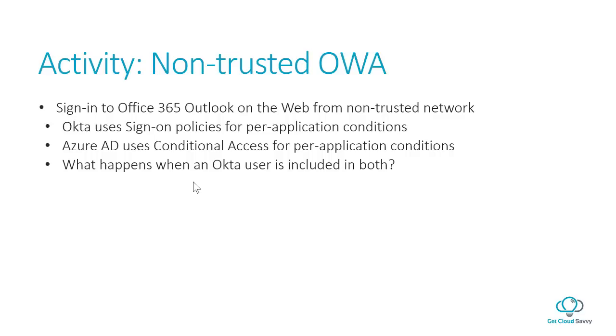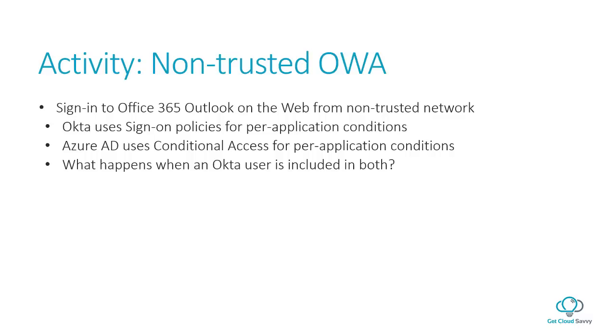And we're also going to talk about what would happen if we had an Okta user which was included in both. So it's an Okta user that's included in a sign-on policy as well as a conditional access policy in Azure AD. So we'll see the combined experience between the Okta sign-on policy and the Azure conditional access, just to show you how these technologies can step on each other if you're not careful.